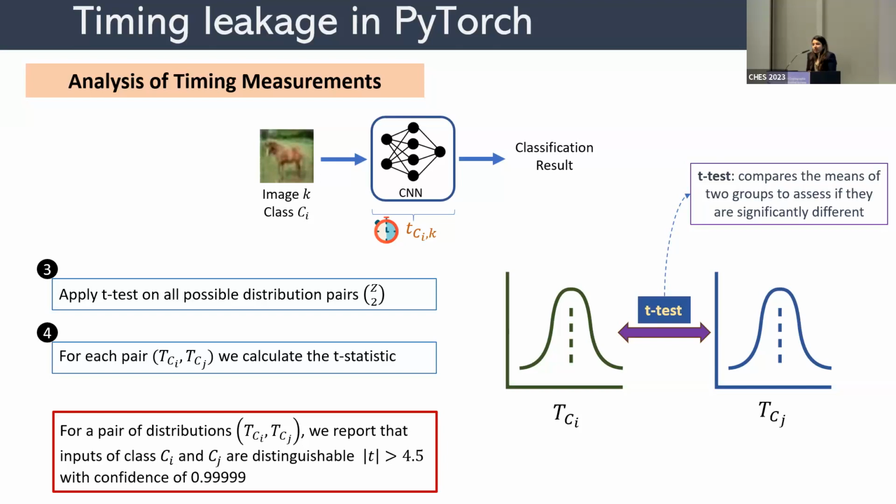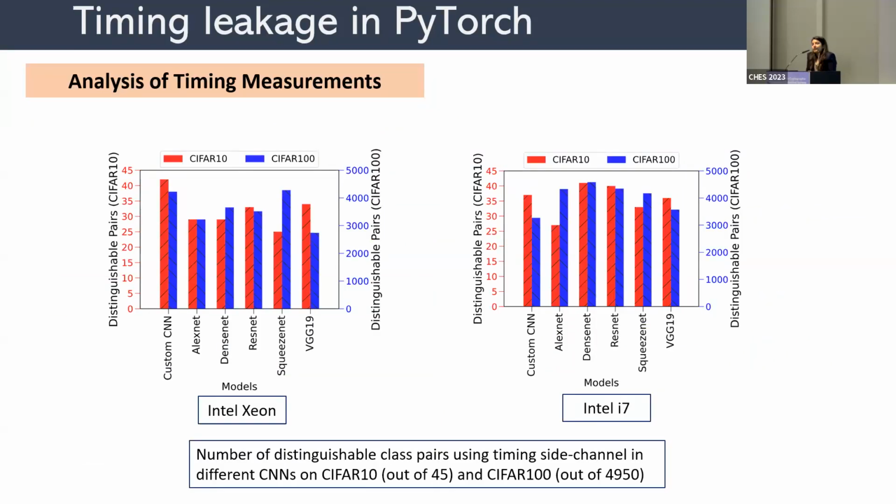Going on to the results which we observed for the CIFAR-10 and CIFAR-100 datasets with the various CNN networks on the Intel Xeon and Intel i7 systems, we can clearly see that for all the CNN networks, more than 50% of class pairs are distinguishable, for both CIFAR-10 and CIFAR-100. CIFAR-10 is denoted by red and CIFAR-100 by blue, and this is for both systems and all CNN models. So from this, we get that we have a leakage here, but then we want to know what exactly is causing this timing leakage.